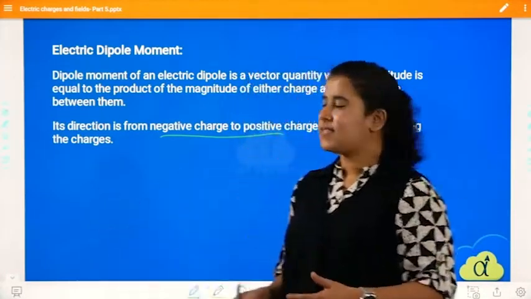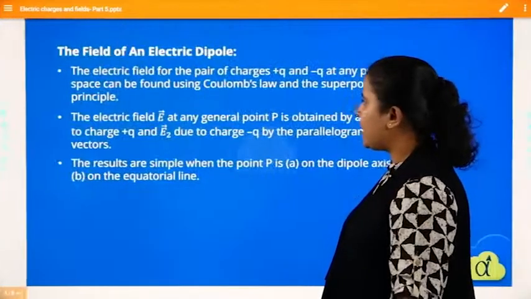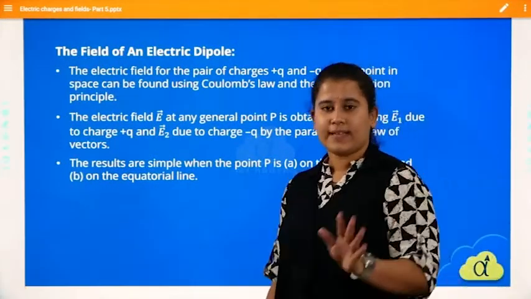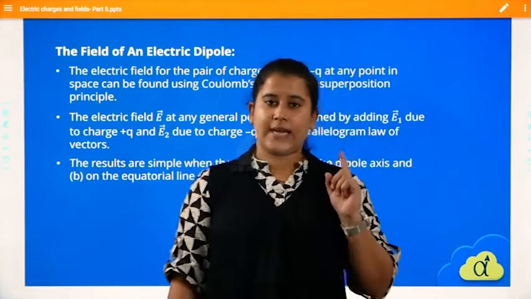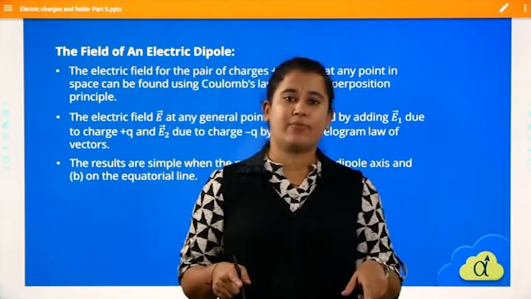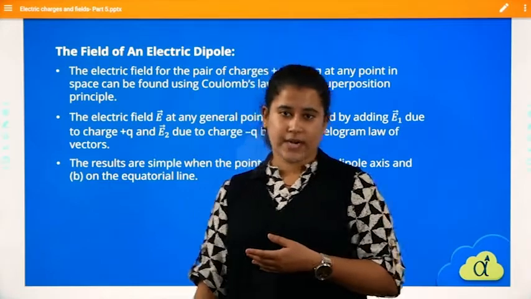Clear? So this is about electric dipole moment now. Next, moving on, we have an important topic, and that is nothing but the field of an electric dipole. I said first that electric lines of force move from positive to negative, but the electric dipole moment goes from negative to positive, right?